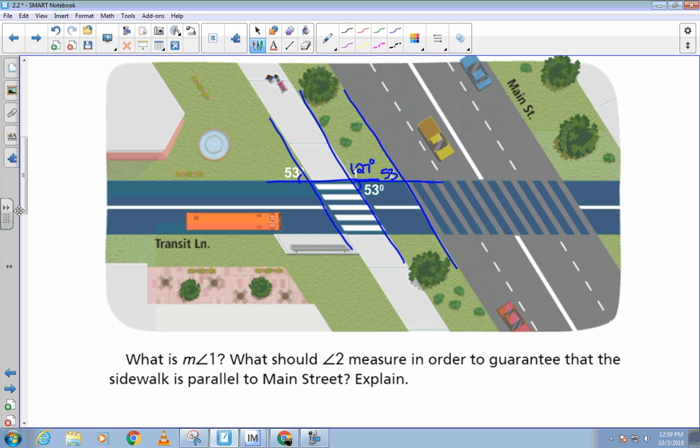Okay, with the alternate, you could go with alternate interior angles converse, right? Because they're both 53. Or you could use the same side interior because they're supplementary, right? So really either one of those would work.